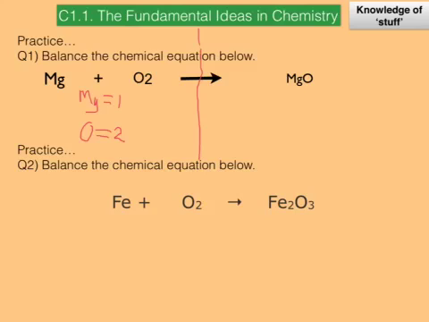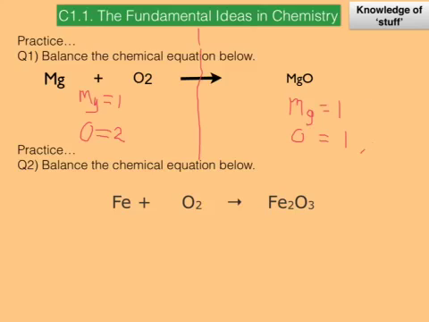Over on the right hand side then, we've got 1 magnesium atom, and we've got 1 oxygen atom. So hopefully what you can see is that our magnesiums are balanced, they're the same, but our oxygens aren't balanced.